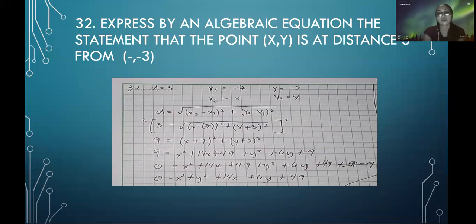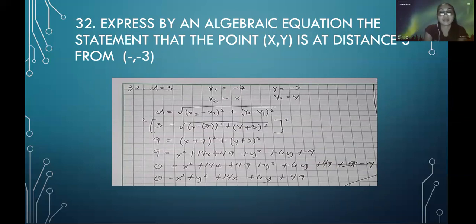So d is equal to the square root of (x sub 2 minus x sub 1) squared plus (y sub 2 minus y sub 1) squared. Substitute the values. So 3 is equal to the square root of (x minus negative 7) squared plus (y plus 3) squared. Square both sides, so it will become 9 equals (x plus 7) squared plus (y plus 3) squared. So 9 is equal to x squared plus 14x plus 49 plus y squared plus 6y plus 9.